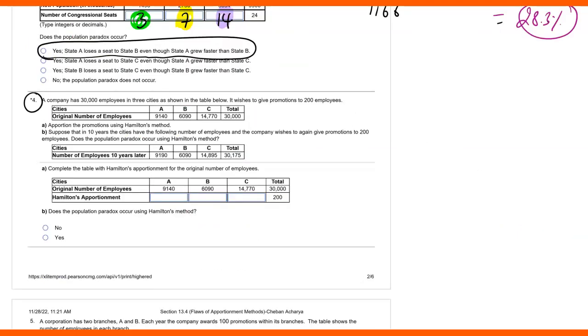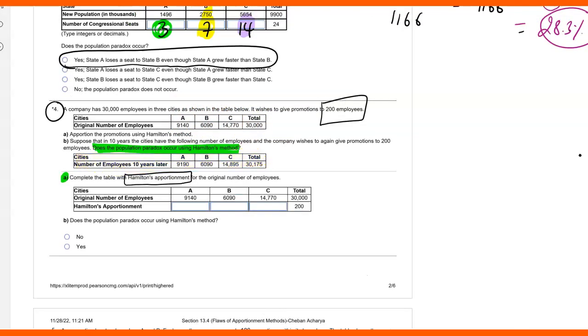Question number 4. A company has 30,000 employees in 3 cities as shown below, and it wishes to give a promotion to 200 employees. Therefore, 200 is the number of promotions to apportion among the employees of cities A, B, C. And the total population is here. Then what you're doing here is pretty much Hamilton for 2 different populations.